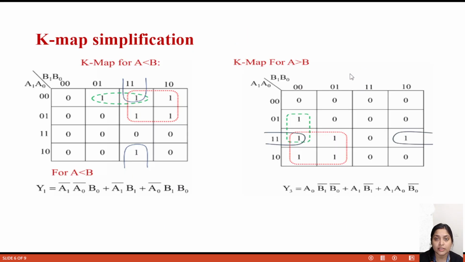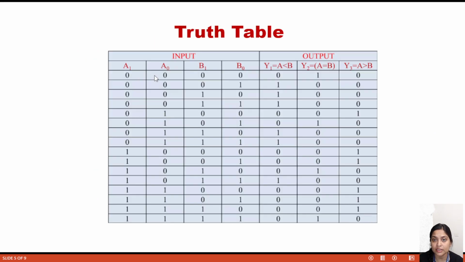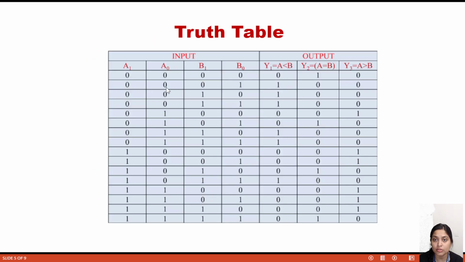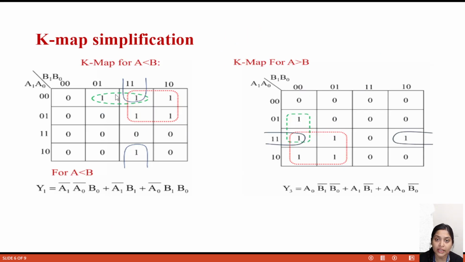Now this is the K-map simplification. Here A1 is 0, and B1 B0. So according to 0 0 0 0, here 0. Let me check once again: 0 0 0 0, for A less than B it is 0. So here we will put 0. Then 0 0 0 1, it is 1. We check again, 0 0 0 1 is 1. So we have to put 1 here. In this way we will fill all the 16 cells.